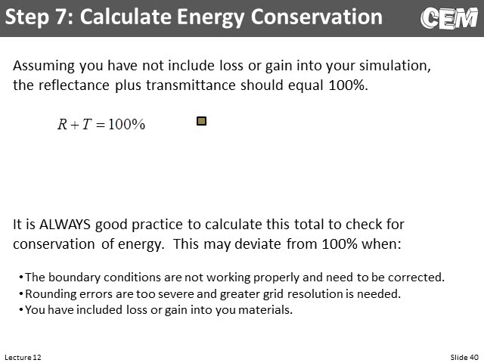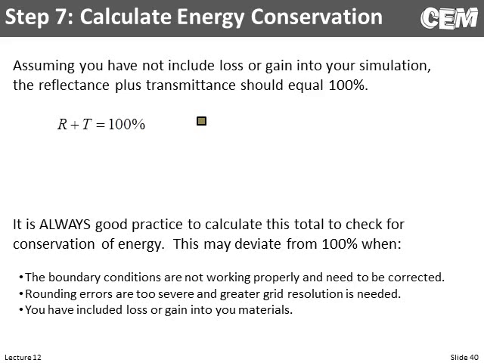Then the last thing to do is always good practice. Add reflectance and transmittance, and as long as there's no loss or gain incorporated, we should get 100% of our power back. And this is an extremely good check to make sure things are working. Now, if we get 100%, that does not mean for sure that your code is working, but if you don't get 100%, then we're absolutely certain that your code is not working.